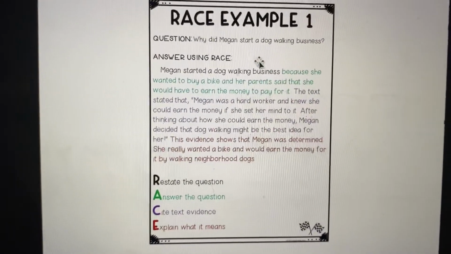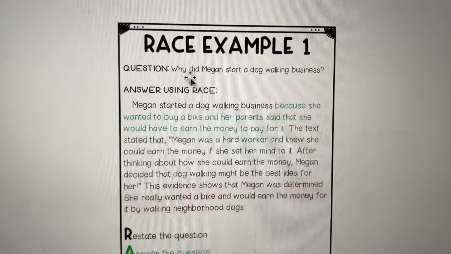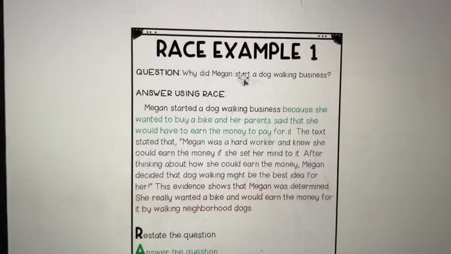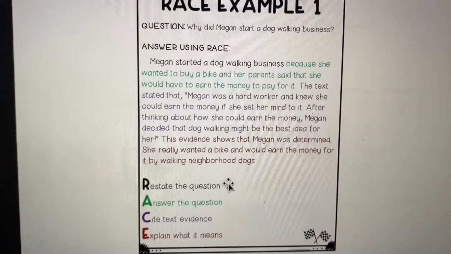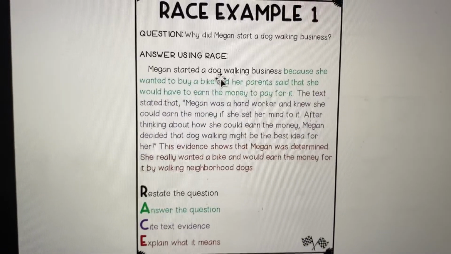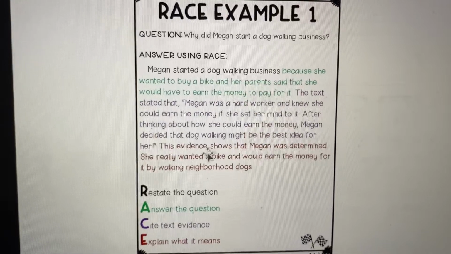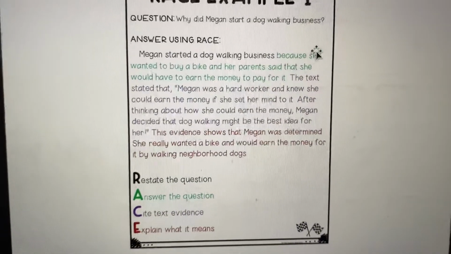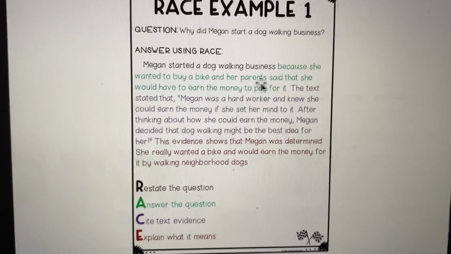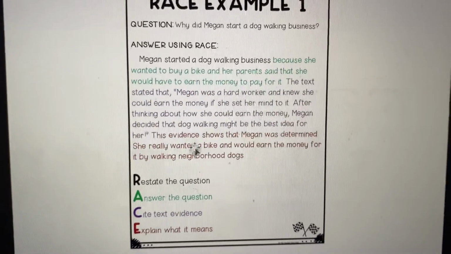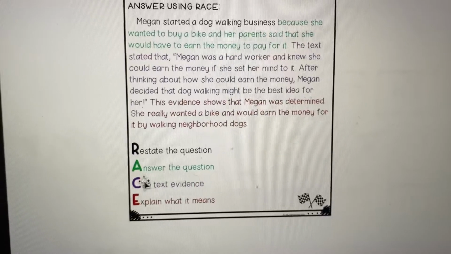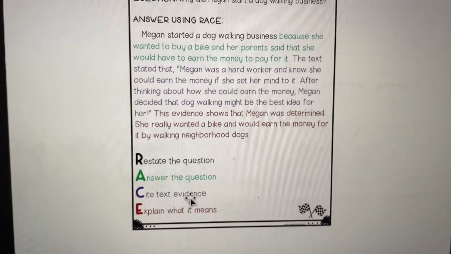If you are still having a hard time understanding this, I put an example here of a different prompt. So look, this is completely random. Why did Megan start a dog walking business? So in black, she restated the question. Megan started a dog walking business, okay, and then answered the question, because she wanted to buy a bike and her parents said that she would have to earn the money to pay for it. And then in C, which is purple, is the cited text evidence.